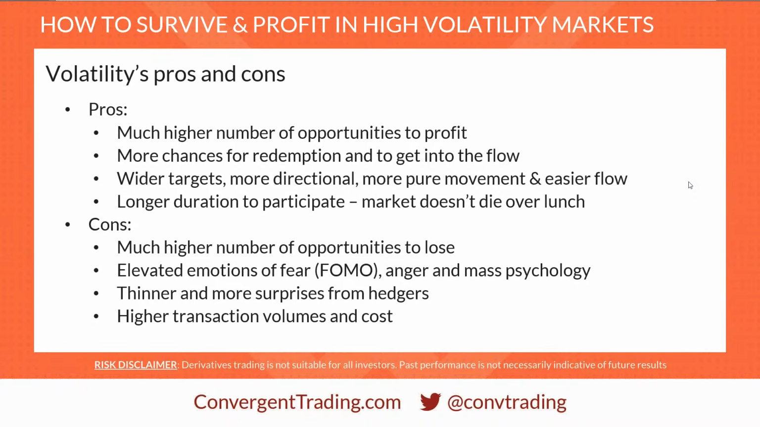With higher volatility, you get a lot of movements. There are a lot of chances to catch a trade in the opposite direction or to get stopped out and get back into the next trade. In higher volatility environments, another pro is wider targets, more directional movements, more pure movements. It is much easier to get into the flow. The auction is much purer in a higher volatility environment.